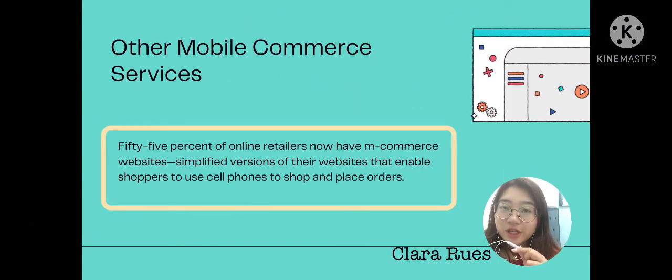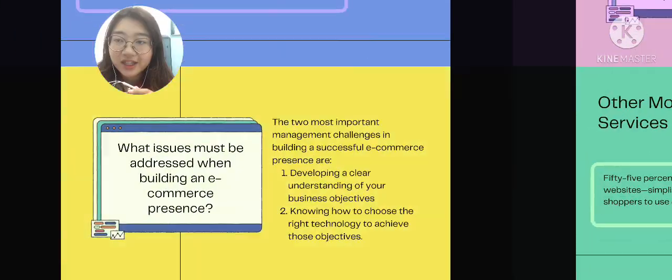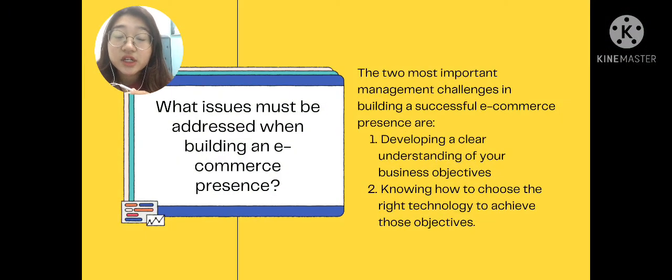And for the next topic, I want to explain to you about other mobile commerce services. The mobile advertising market is the fastest growing online ad platform. 55% of online retailers now have an m-commerce website, that is a simplified version of their website that enables shoppers to use cell phones to shop and place orders. For example, banks and credit card companies have developed services that let customers manage their accounts from their mobile device.